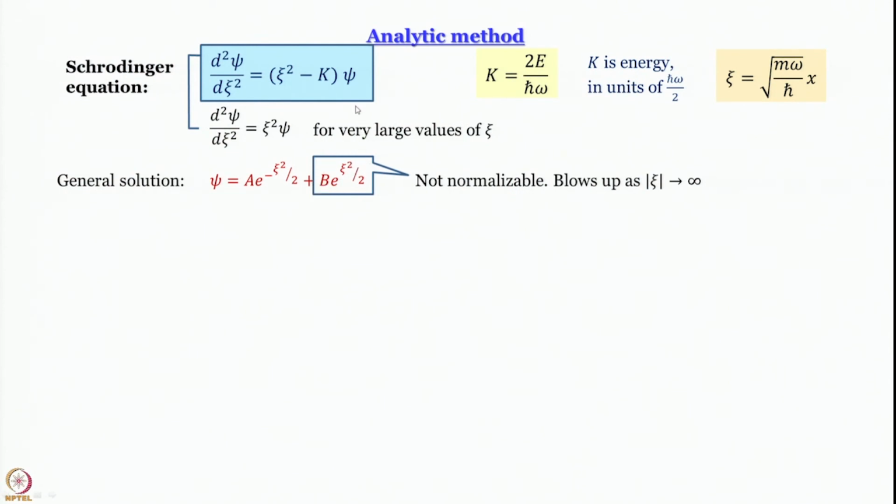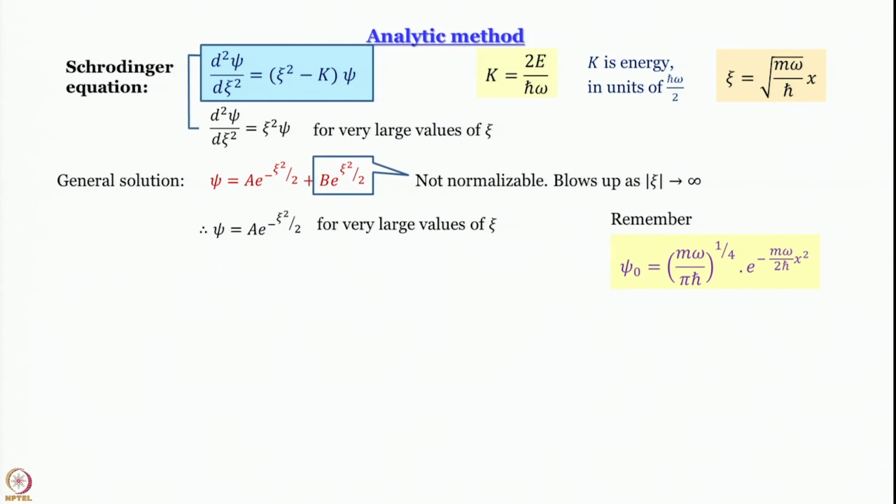So, we must remember that the second term is problematic, e to the power xi square by 2. As xi increases either in the positive direction or in the negative direction, this e to the power xi square by 2 is going to increase, which means that it is not a normalizable function. That means that this part of the wave function should not be there, because remember, we are looking for acceptable wave functions only, and a wave function that is not normalizable is not really acceptable. So, we can simply write psi equal to a e to the power minus xi square by 2 for very large values of xi.